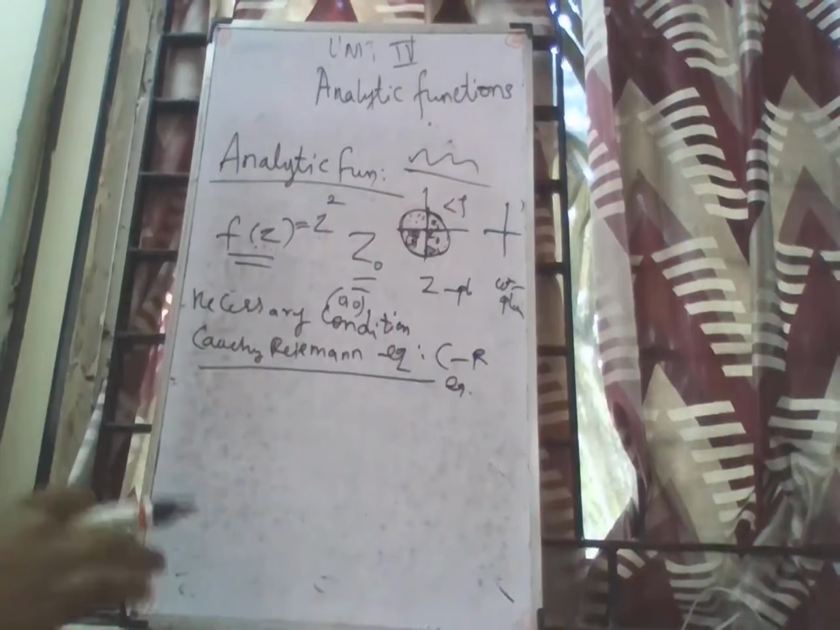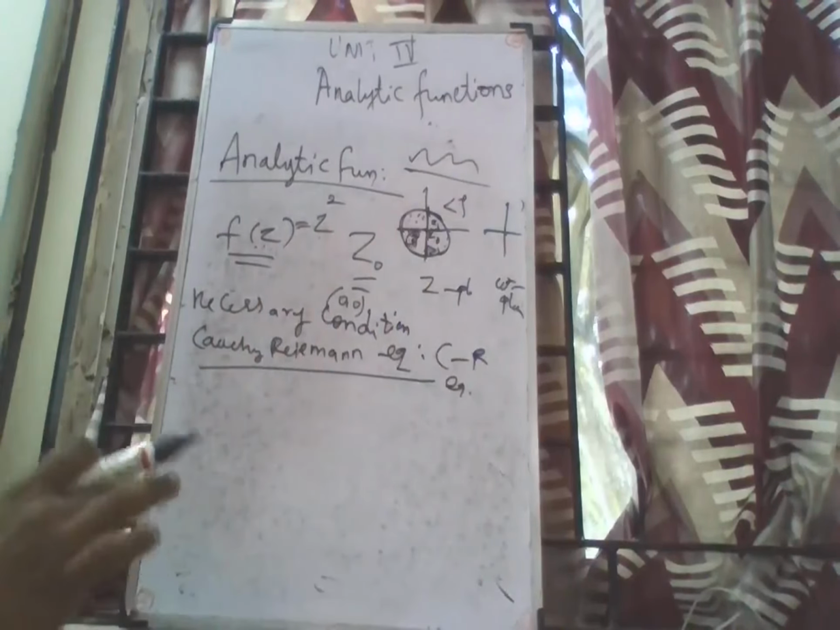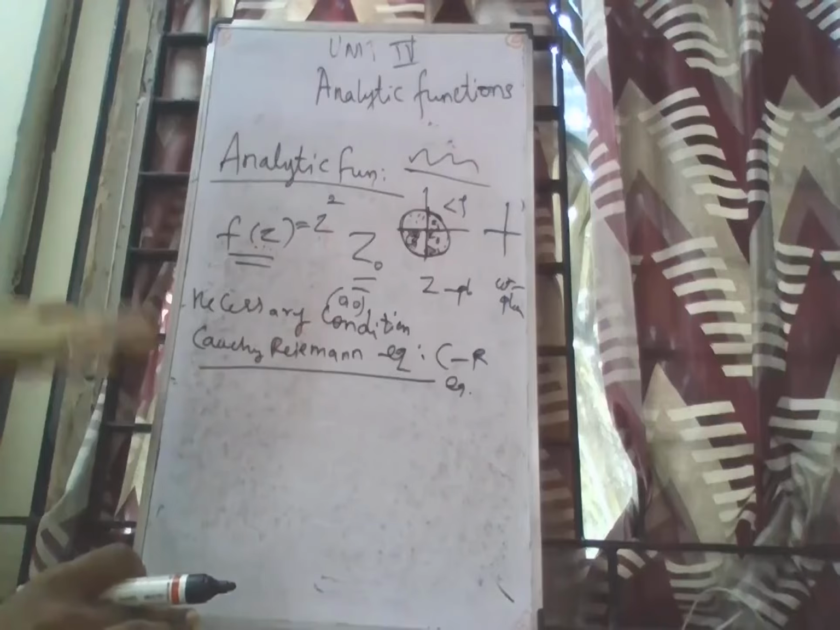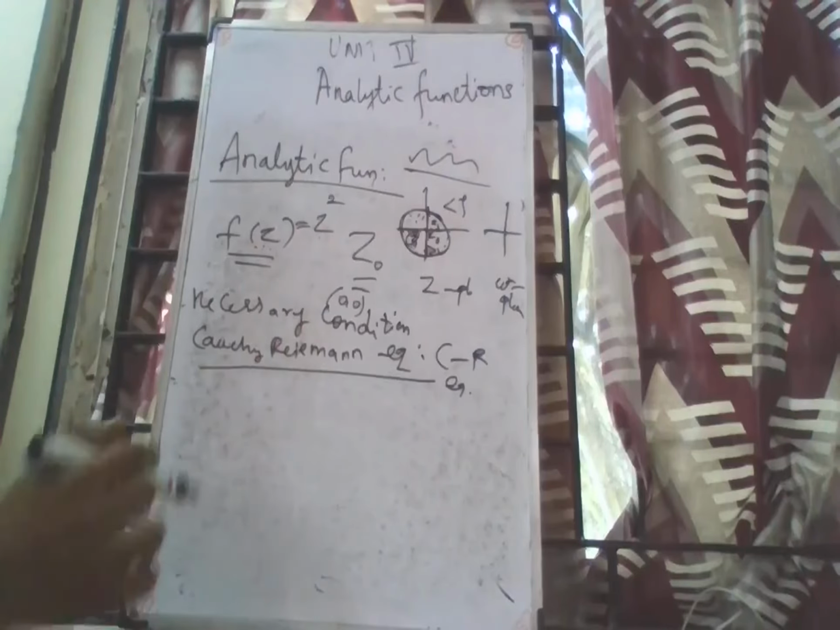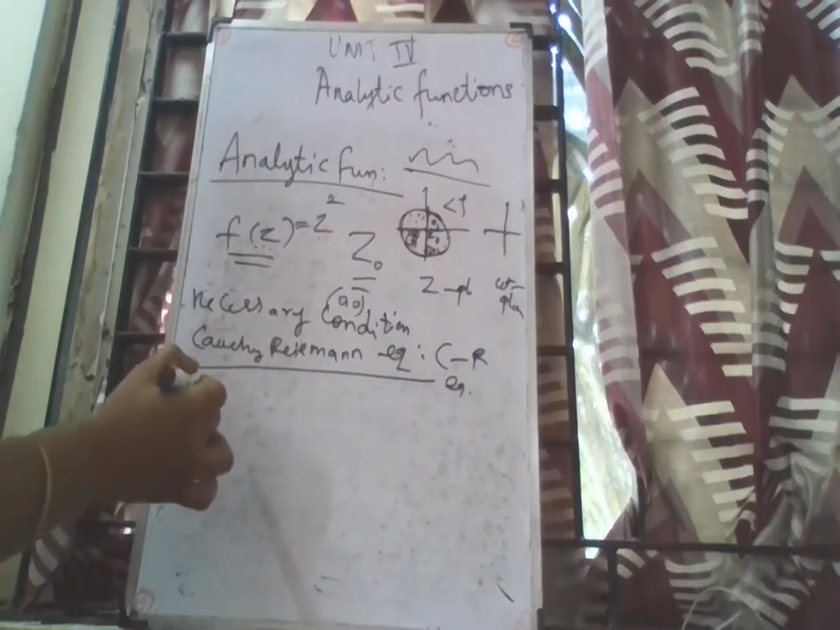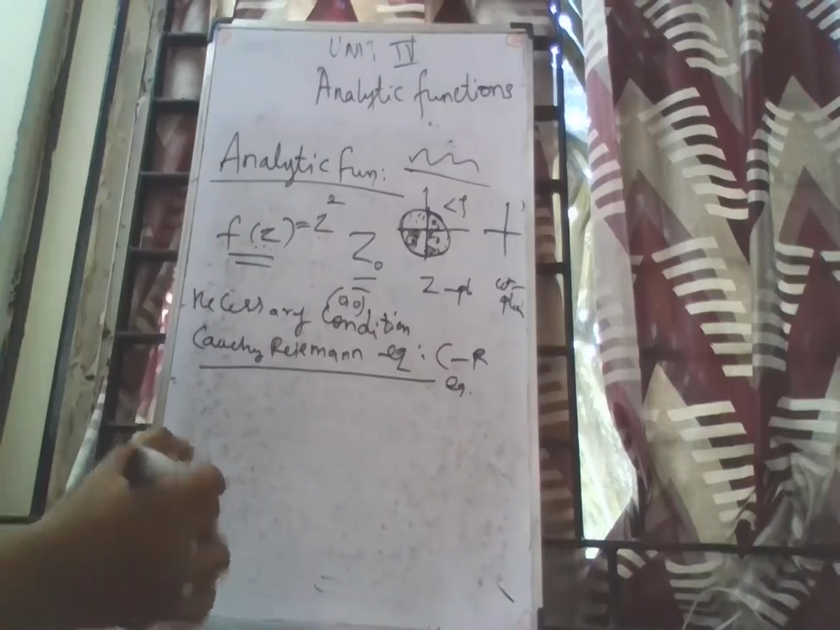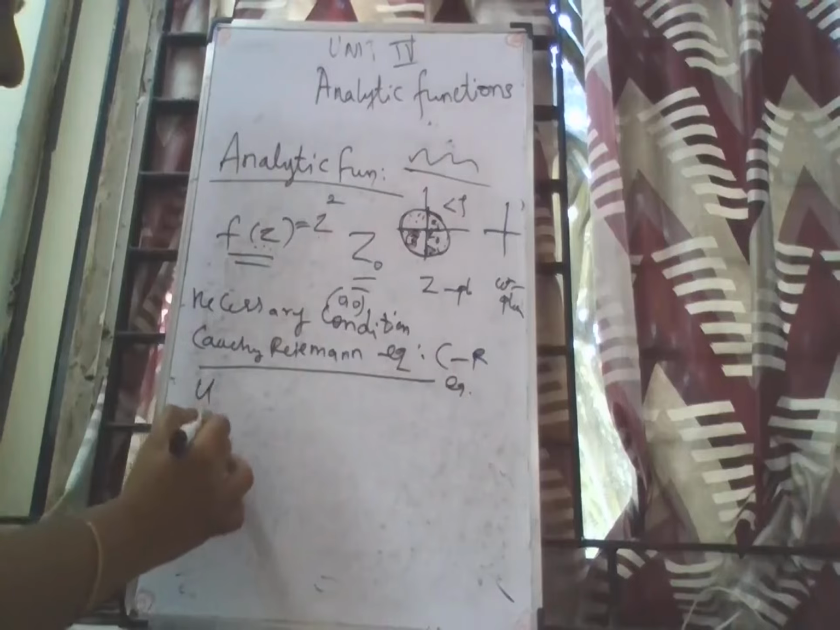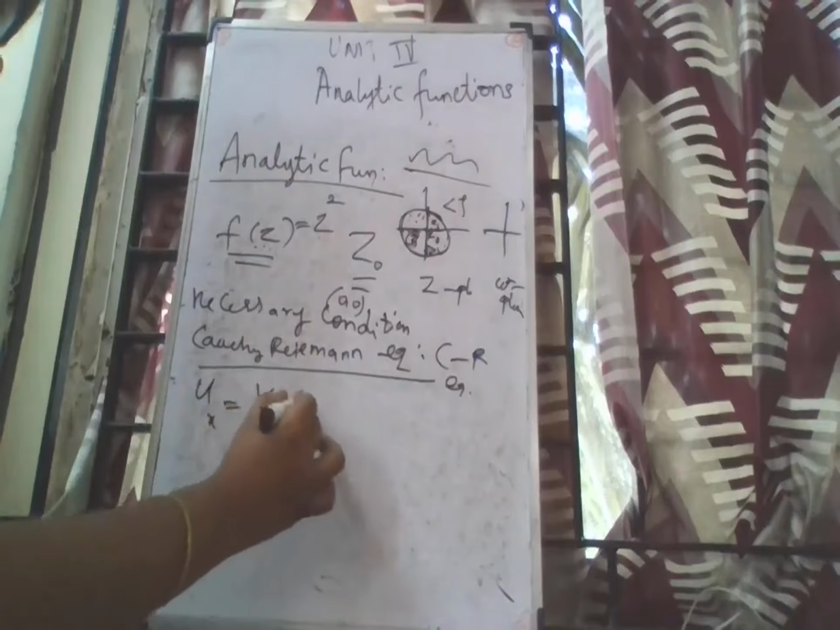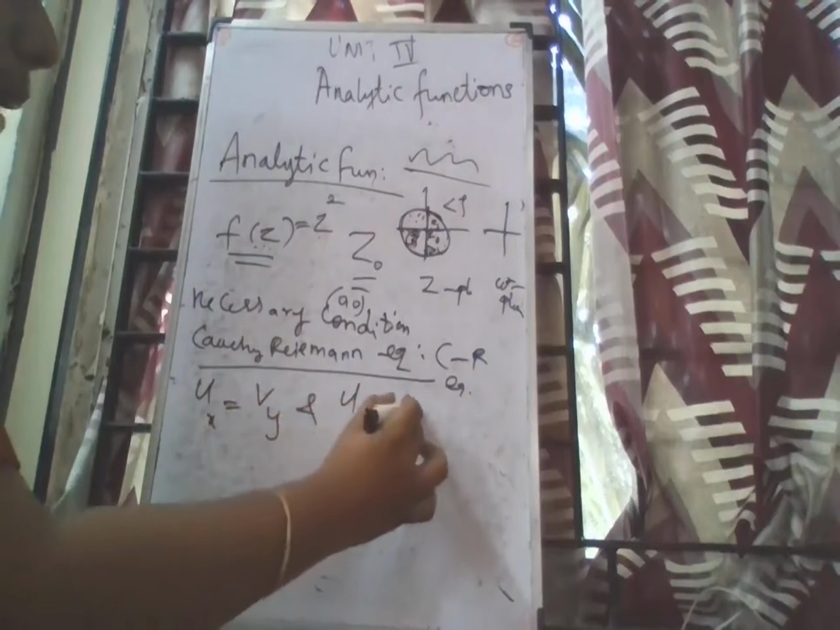So we used to call this as what? CR equation. So they have been defined. You need not worry about it. See here, I'll write the definition, I mean the condition for this CR equation. For the CR equation, the condition is this: Ux equal to Vy and Uy is equal to minus Vx.